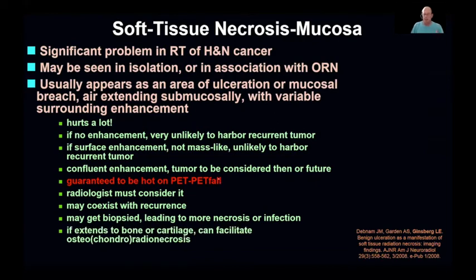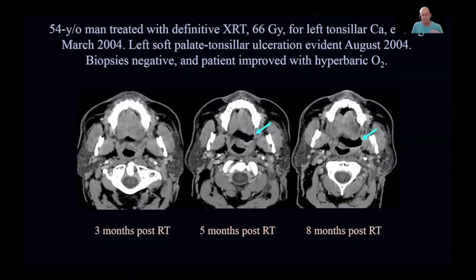If soft tissue necrosis extends deep enough so that it reaches bone or cartilage, that can facilitate and lead to osteo or chondral radionecrosis. And it's also worth mentioning that just because there's no tumor right now, it doesn't mean that this patient can't recur in this location or adjacent to it anytime in the future.